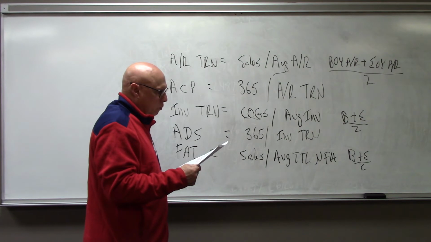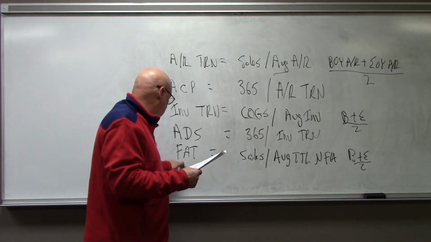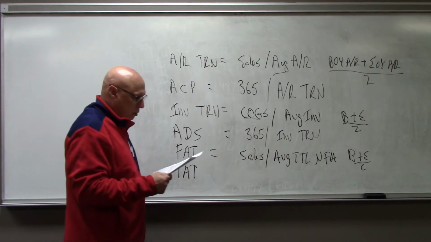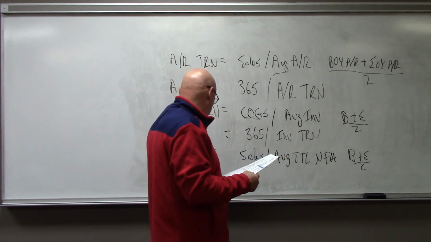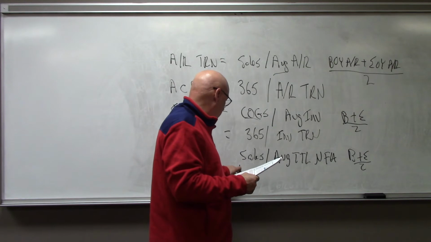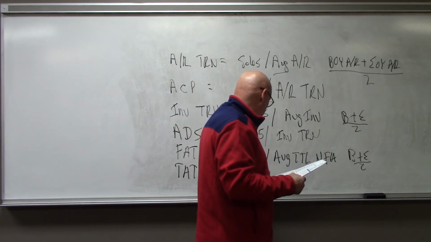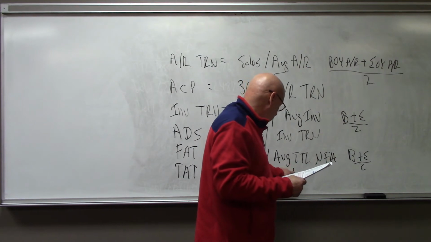All right. Then we have total asset turnover, which incorporates all these things. Okay? And that is sales divided by average total assets.